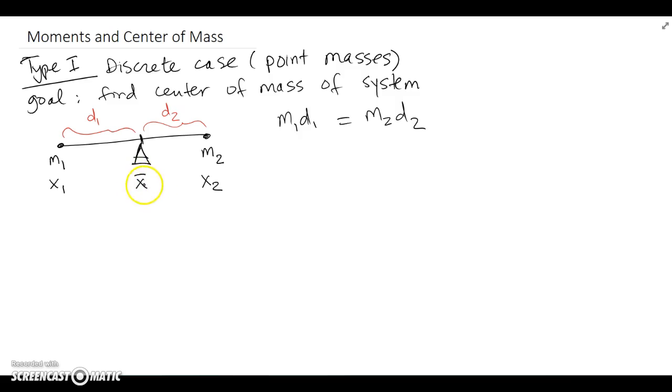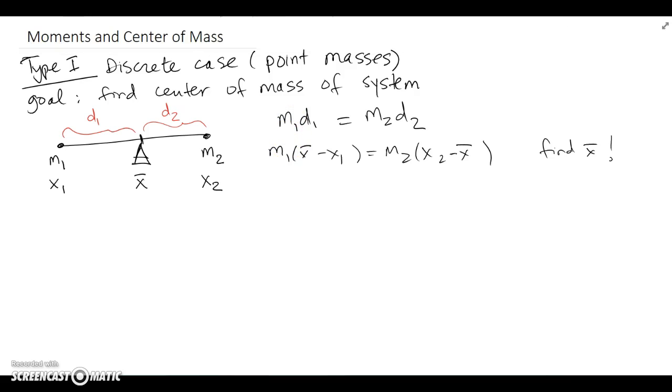So if my balance point is to the right of this X1, then D1 will just be right minus left, X bar minus X1, and D2 will be X2 minus X bar. So now I want to find X bar, so I'm going to go ahead and do the algebra.